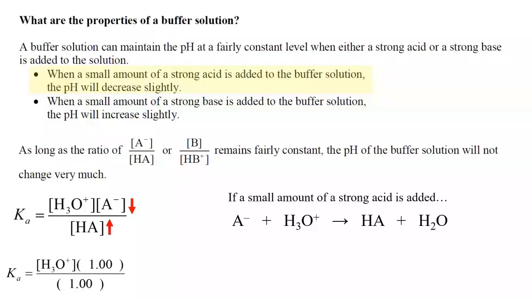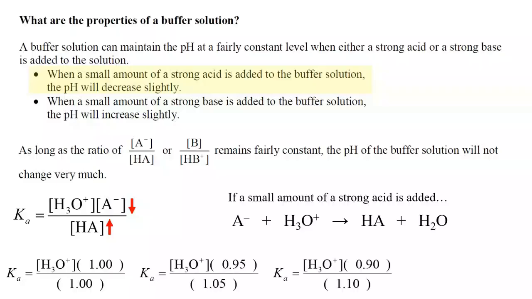And here are some examples. Now the numbers are no longer equal, but 0.95 and 1.05, or 0.9 and 1.1, or 0.85 and 1.15. But the important point is that as long as the ratio of the conjugate base to the weak acid remains fairly constant, then the pH of the buffer solution will not change very much.